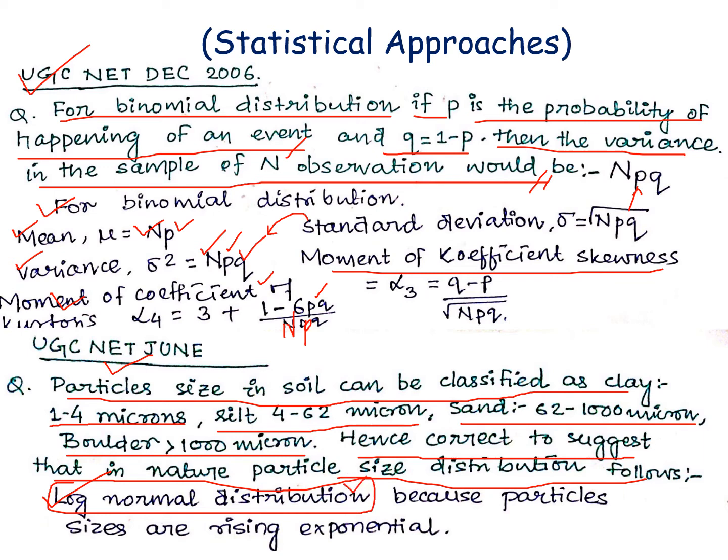So the particle sizes are given like this. As we can see, there is 1 to 4 microns in the first case, 4 to 62 microns in the second case, 62 to 1000 microns in the third case, and boulders are above 1000 microns in the fourth case. So you can see that it is rising exponentially. That's why we should use a log normal distribution curve instead of a normal distribution curve for representing this kind of data. So the particle size of a soil is represented by a log normal distribution curve.